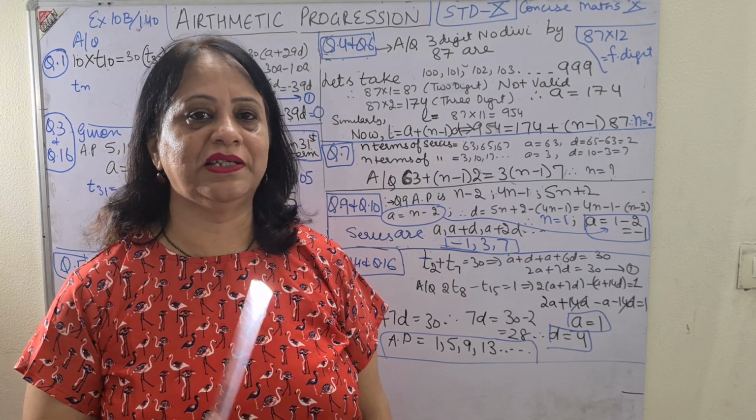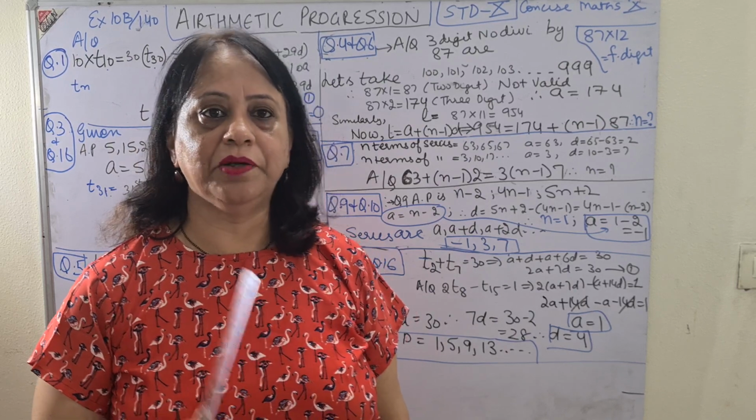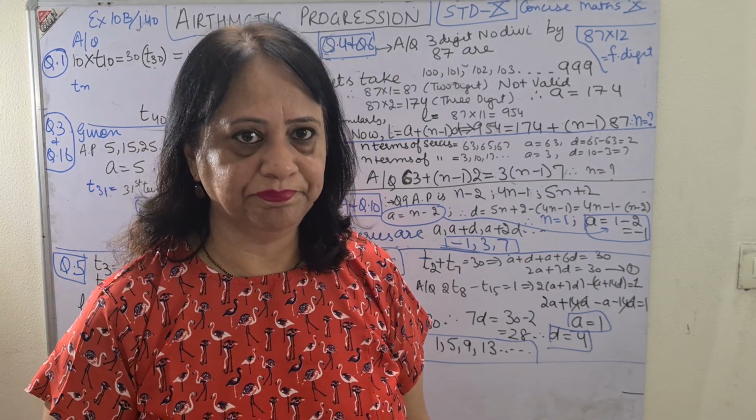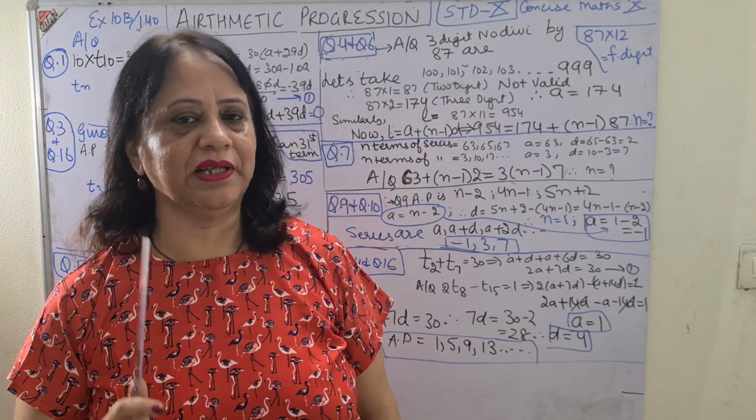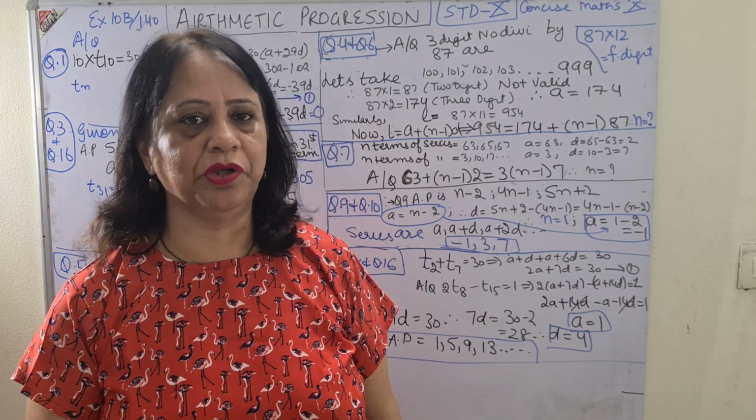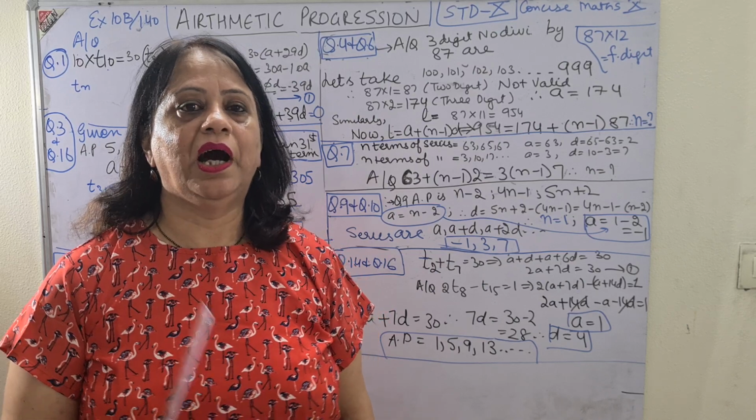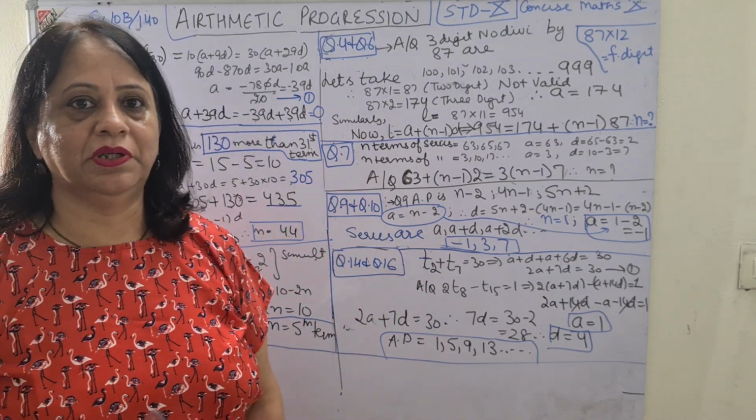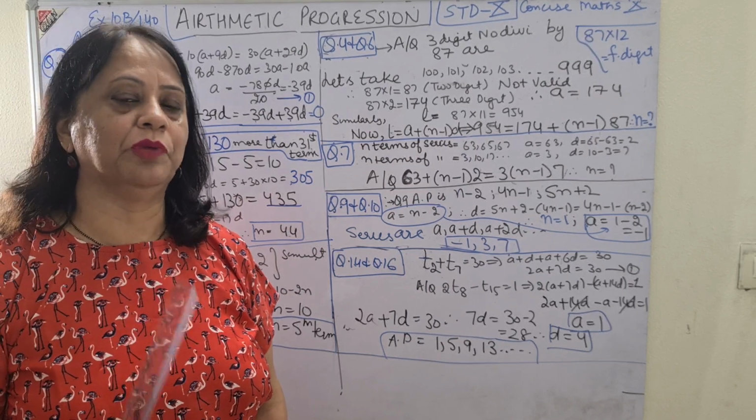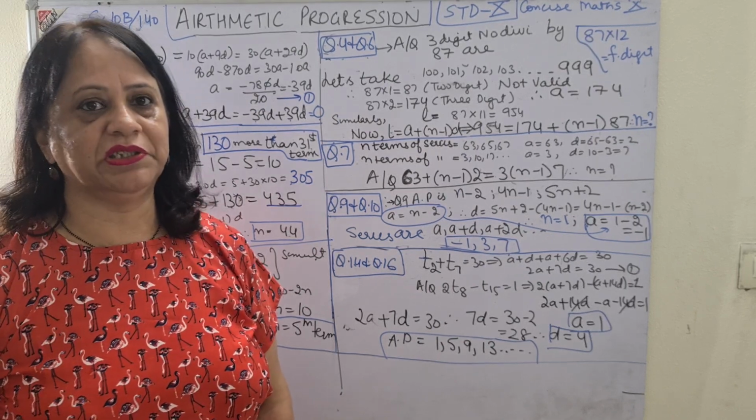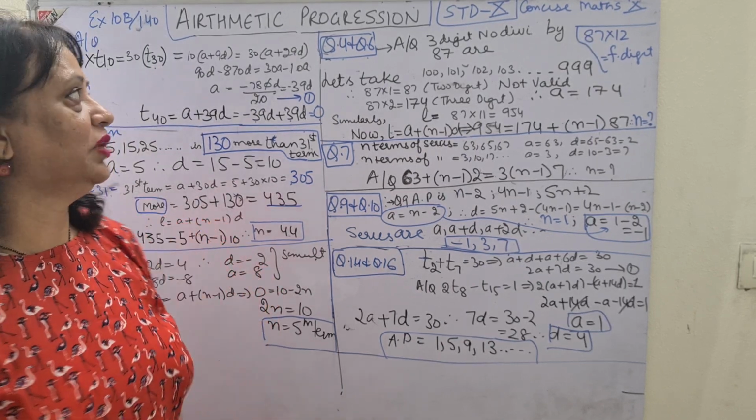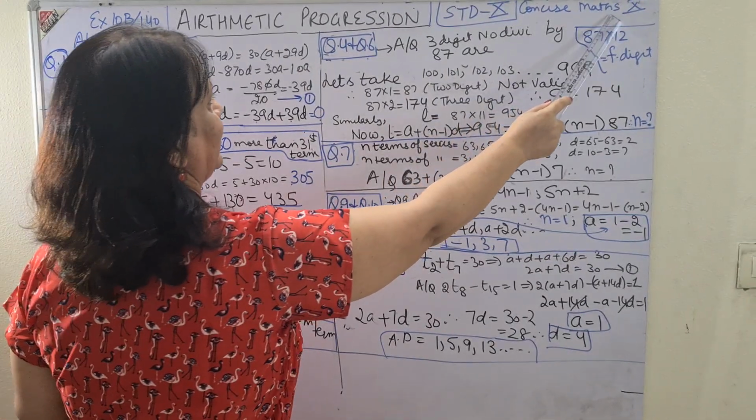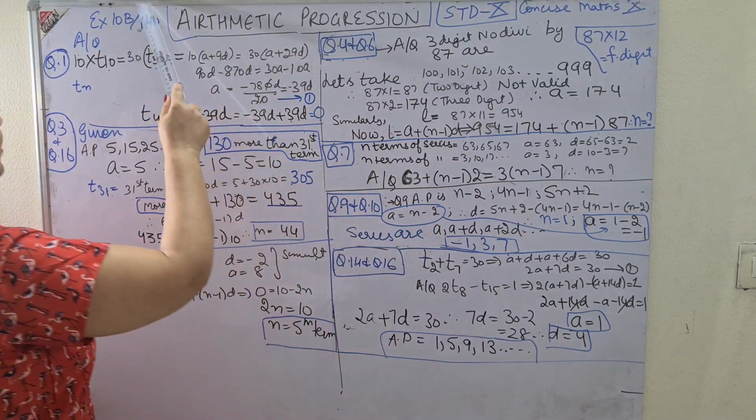So children, here I start with exercise 10b. All of you will read the questions along with me. I'll try to make you understand the language so that it is easy for you when you solve them. I have already done the sums on the board just to save time so that I can give you more and more hints on the questions of these exercises. So I start with it: arithmetic progression, standard 10th, concise mathematics, exercise 10b, page 140.